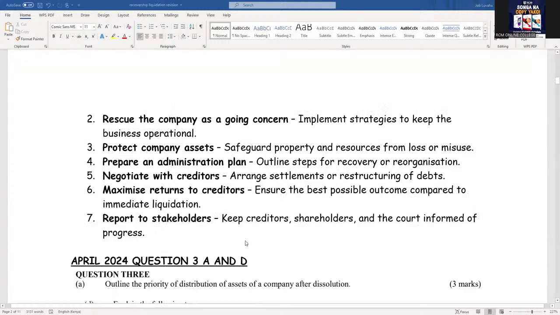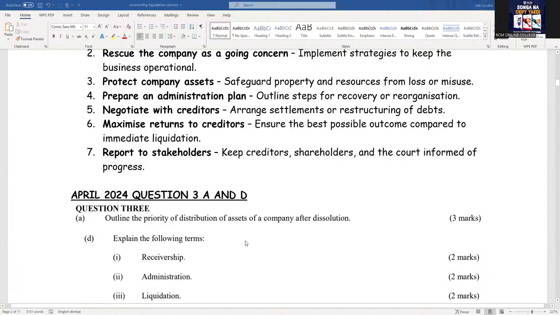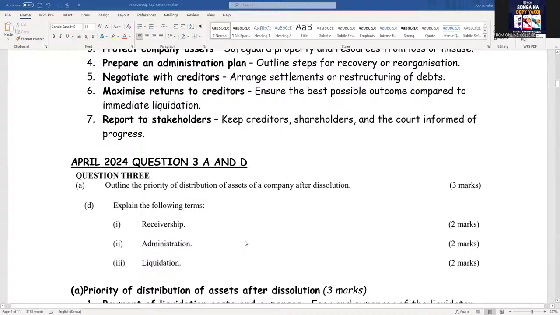So we can go to the next one, which is April 2024, question number 3, parts A and D. The first one says, outline the priority of distribution of assets of a company after dissolution. Then explain the following terms: receivership, administration, and liquidation. This is what we just looked at in our previous discussion. So we have part A and part D.